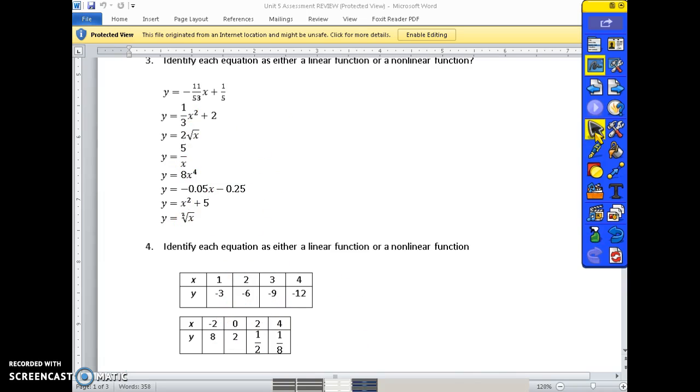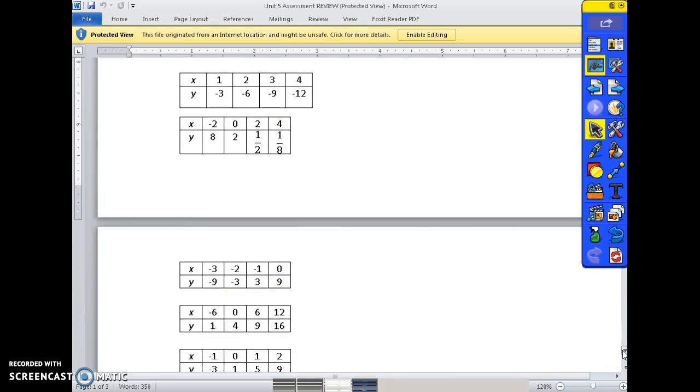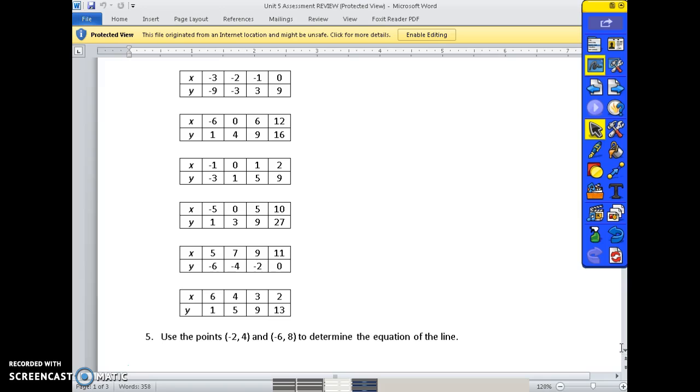All right, look at the next set of tables to determine whether they're linear or nonlinear. We look at our pattern. We go from negative 3 to negative 2. We add 1. Negative 2 plus 1 is negative 1. Negative 1 plus 1 is 0. To go from negative 9 to negative 3, we add 6. Negative 3 plus 6 is 3. 3 plus 6 is 9, so that is linear.